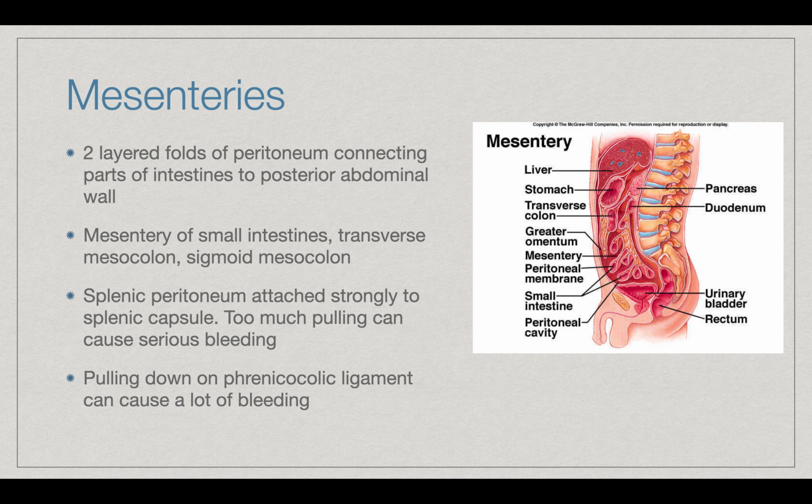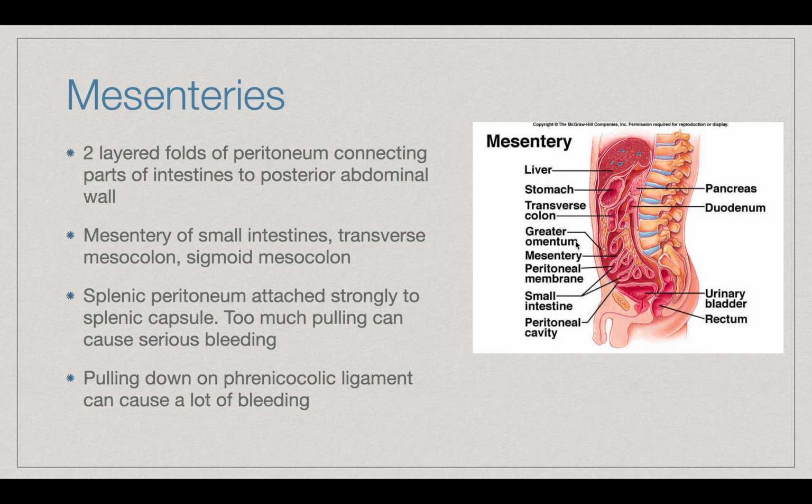Okay, so there are a lot of mesenteries, and basically a mesentery is a two-layered fold of the peritoneum that connects the intestines to the posterior abdominal wall. There is going to be the stomach, here's the transverse colon, and the sigmoid mesocolon.